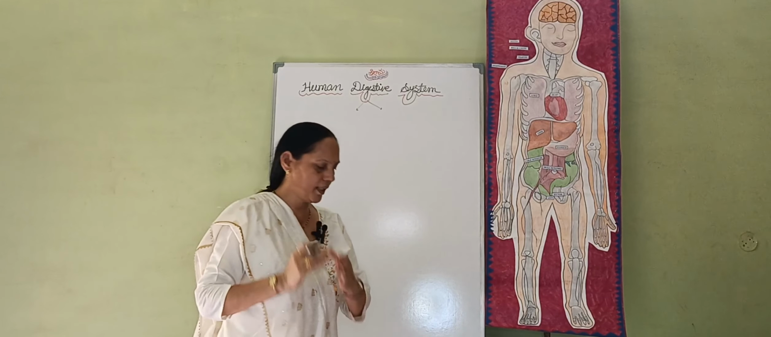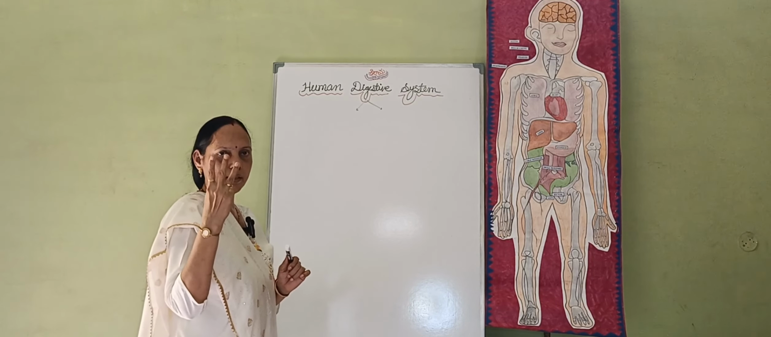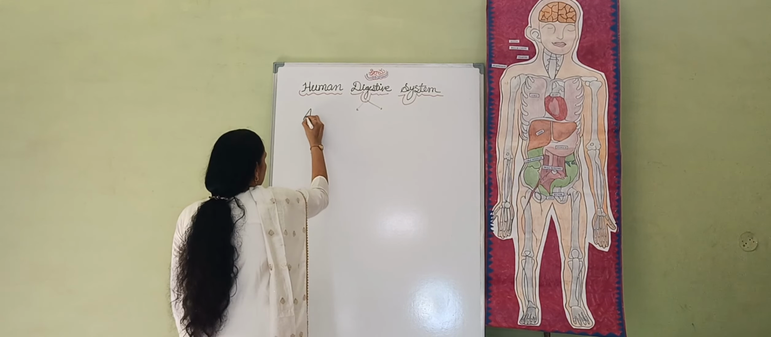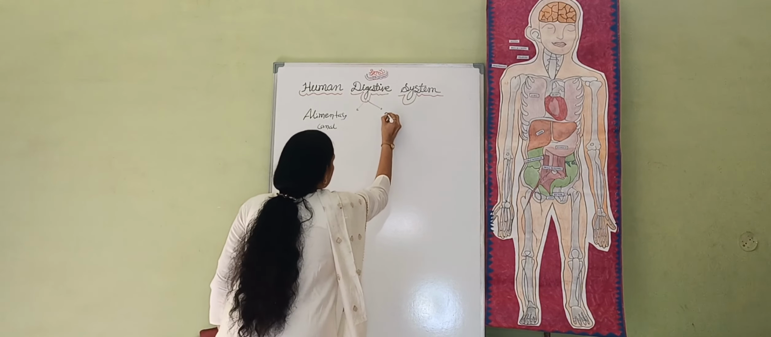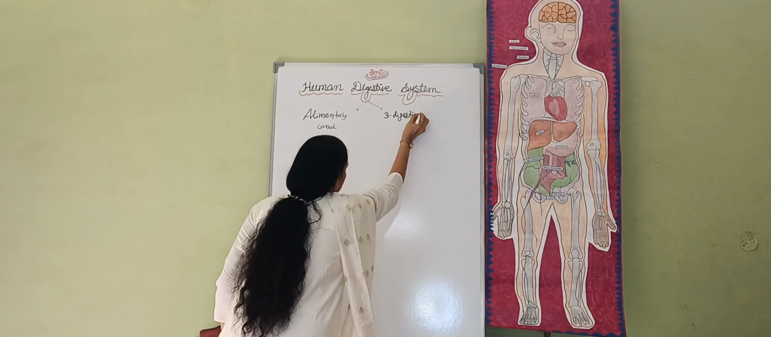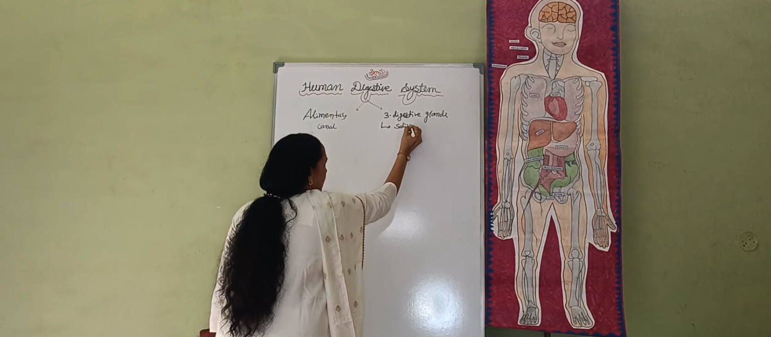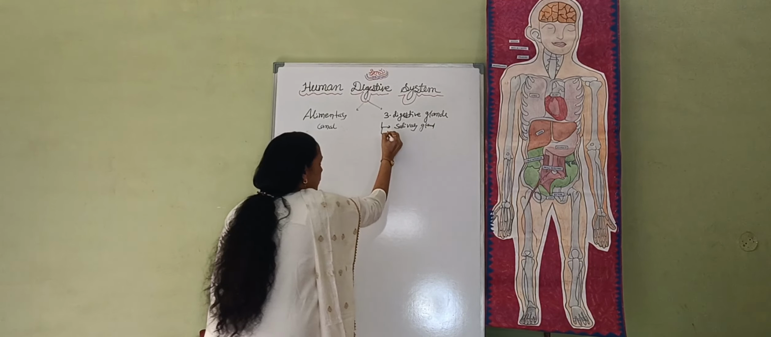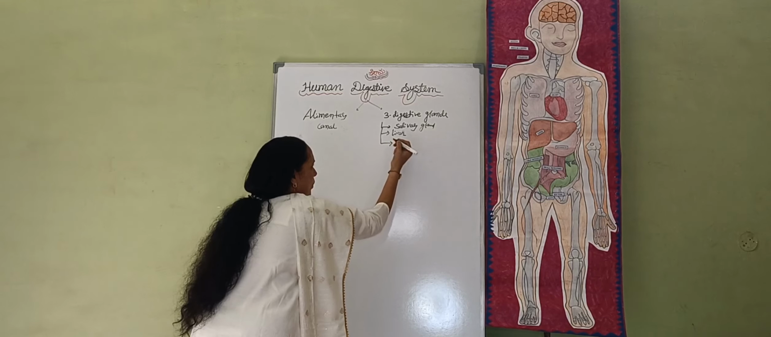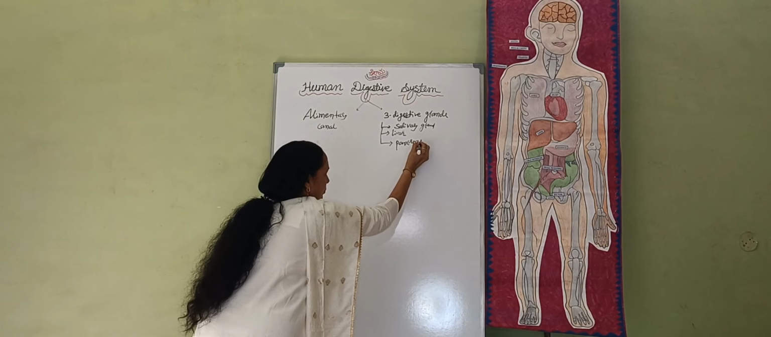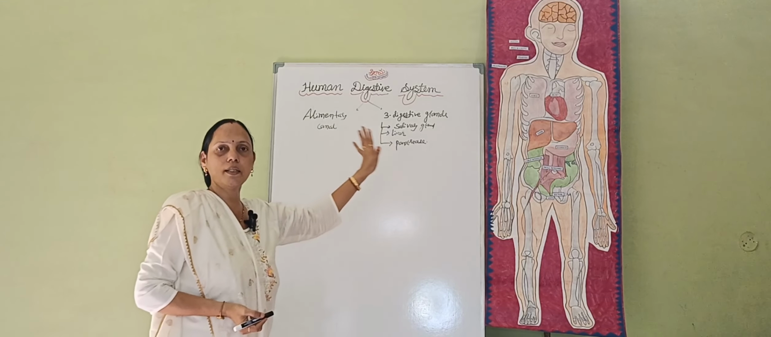Now this human digestive system comprises two parts. First one is the alimentary canal, and second is the three digestive glands. Which are the three digestive glands? Number one, the salivary gland. Number two, the liver, the largest gland in our body. And third one is called the pancreas. So the digestive system comprises two parts: first the alimentary canal, and second the three digestive glands.